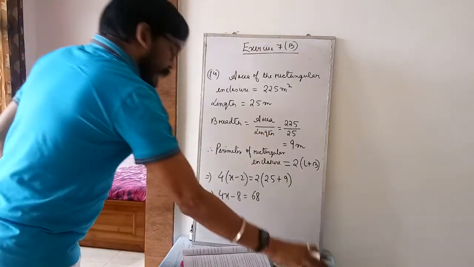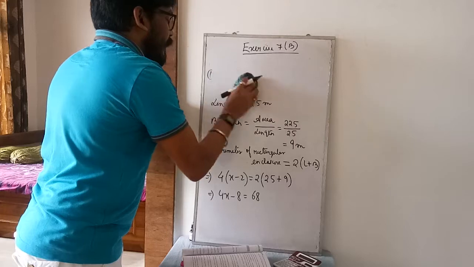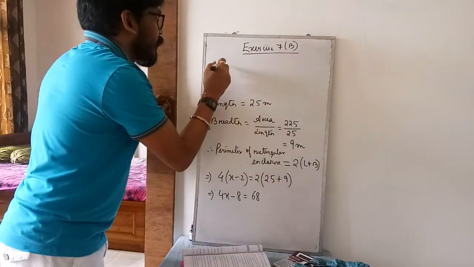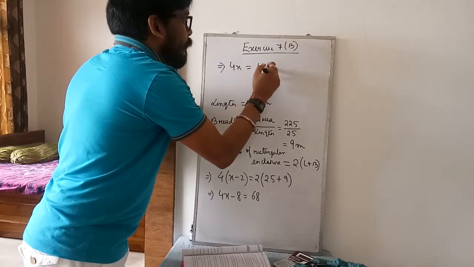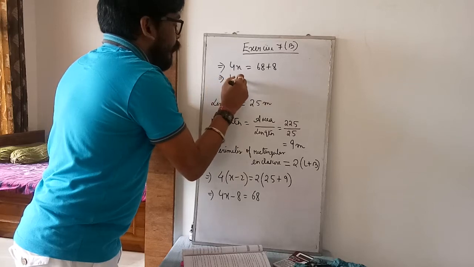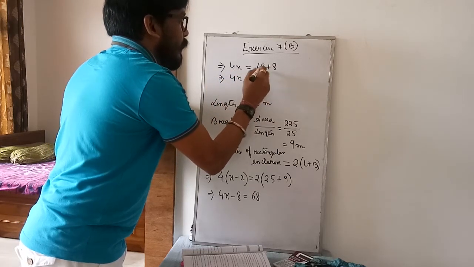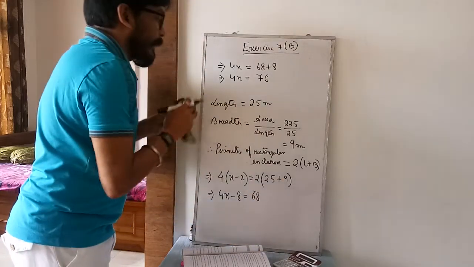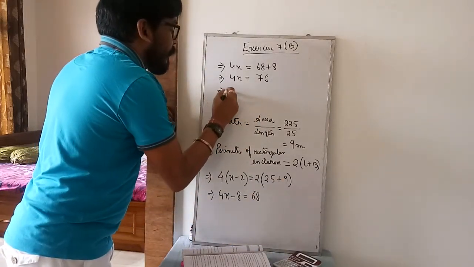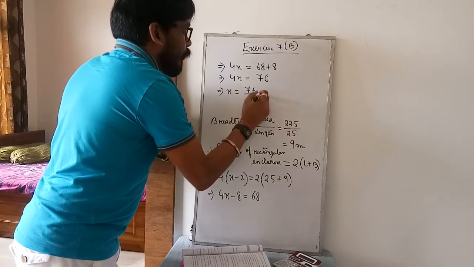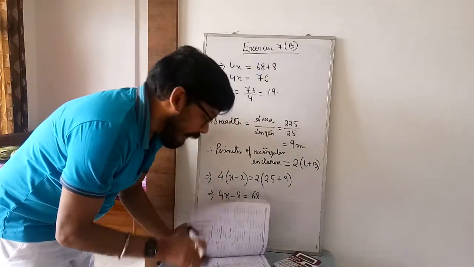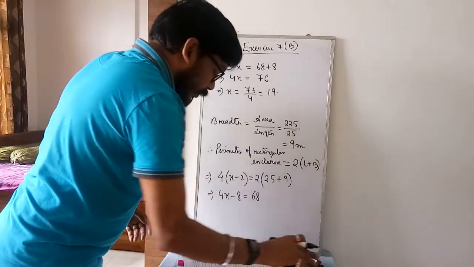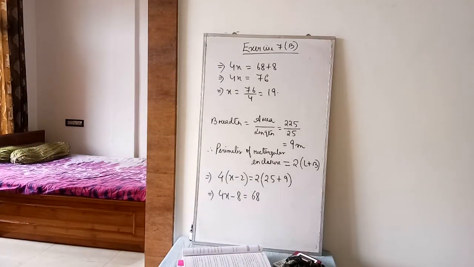Okay. Now I will take this minus 2 on the other side. So when the minus 2 changes the side, your sign will change. So it is 4x equal to 68 plus 2. So it is 4x equal to 70. I have to get the value of x. So 4 into x. So x equal to 70 by 4. So x value is 17.5. Okay. Take the screenshot. Clear?